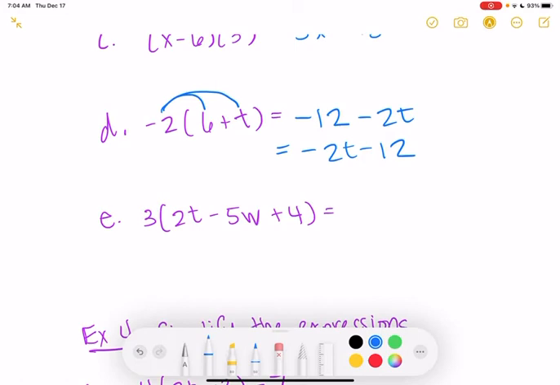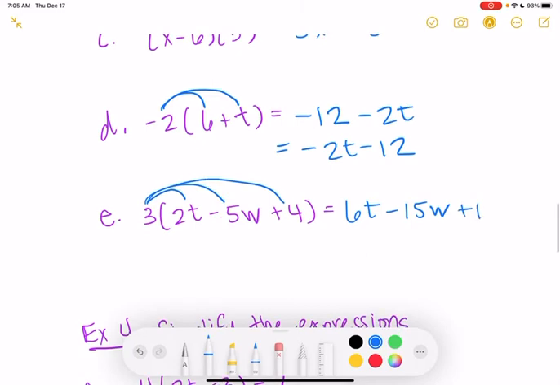And finally, 3 times 2t would be 6t. 3 times a negative 5w would be a negative 15w. And 3 times positive 4 would be a positive 12.